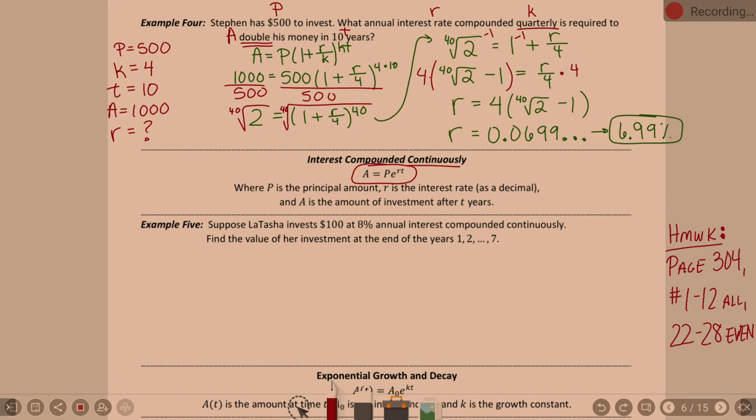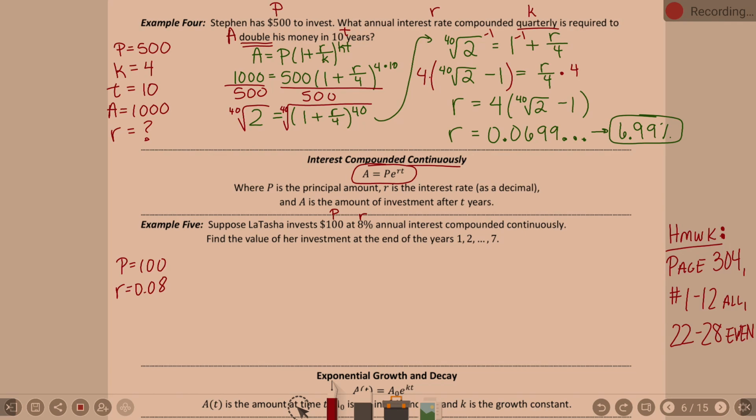Now, example 5. Suppose Latasha invests $1,000 at 8% annual interest rate, compounded continuously. Find the value of her investment at the end of the years 1, 2, ... 7. Now, what do you know? Gather information with me. P is 1,000. Okay. Starting with 1,000. What else? R is 0.08. Okay, 8%. So R is 0.08. T is 1 through 7.